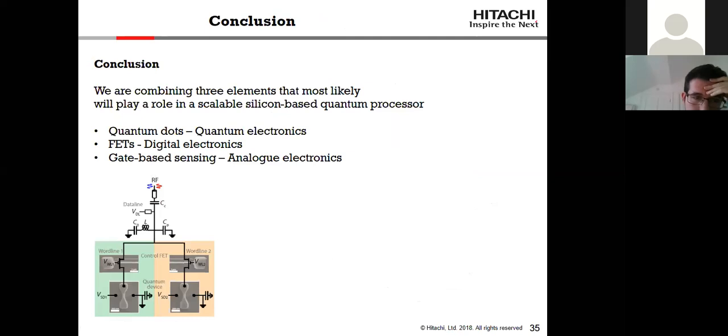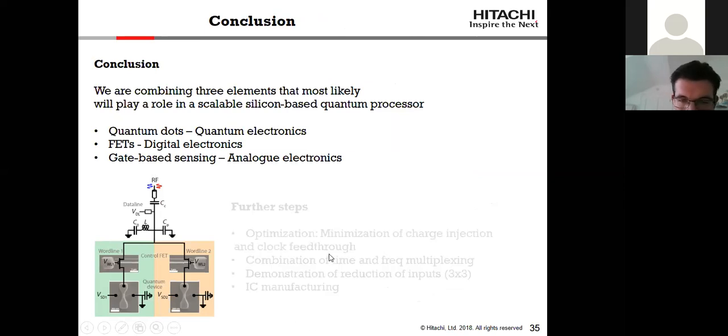Good. So with this, I will conclude and say that we are combining in this latest experiment 3 elements that most likely will play a role in scalable silicon-based quantum processors: quantum dots, field effect transistors, and gate-based sensing, quantum, digital, and analog electronics all together.